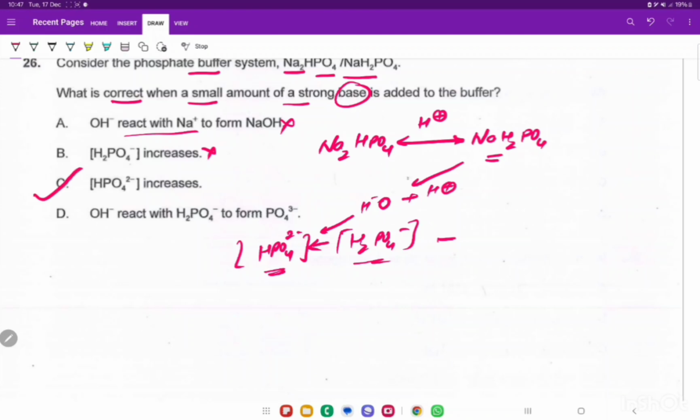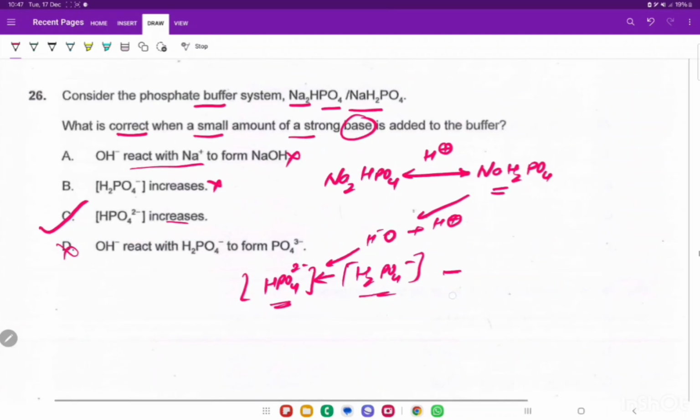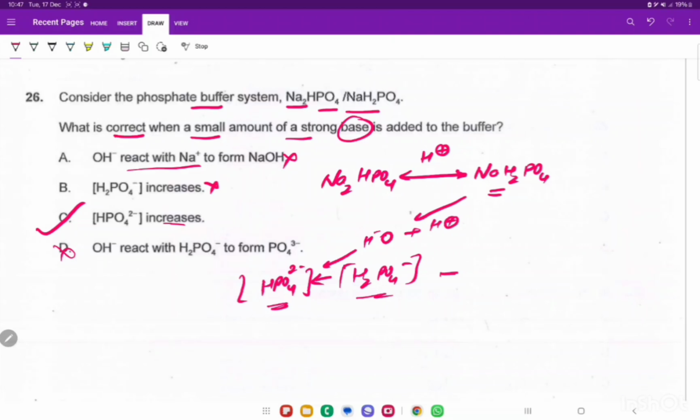Yes. C is the answer. Concentration of HPO4 2 minus increases. OH will react with H2PO4 minus to PO4. No. It is also wrong. For question 26, for the phosphate buffer system, when you add a strong base, the NaH2PO4 will convert into Na2HPO4 and the concentration of HPO4 2 minus will increase. HPO4 2 minus is my weak base, therefore it will neutralize the addition of a strong base. Answer is C. Question 26, answer C.